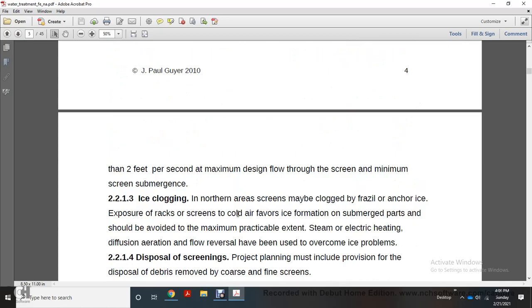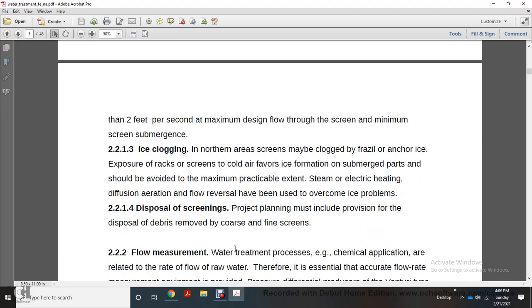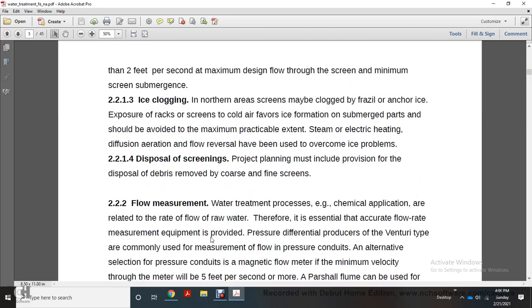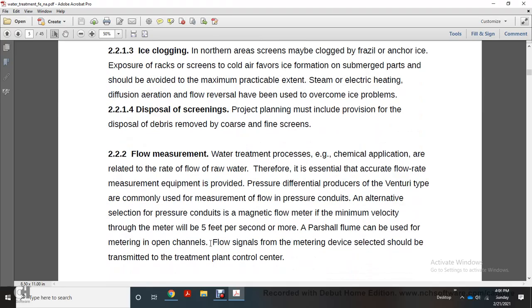Ice clogging. In northern areas, screens may be clogged with fragile anchor ice; exposure of the rack or screen to cold air vapors favors ice formation. Submerged parts should be avoided to the maximum practical extent. Steam and electrical heating, diffusion, aeration, and flow reversal have been used to overcome ice problems. Project planning for screens must include provisions for disposal of the debris removed in the course of fine screening.